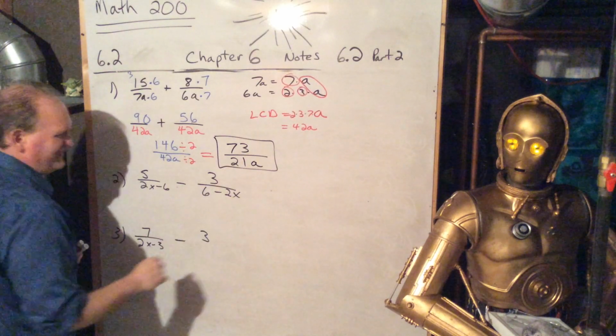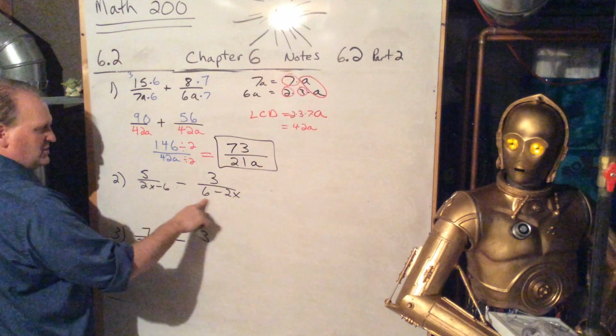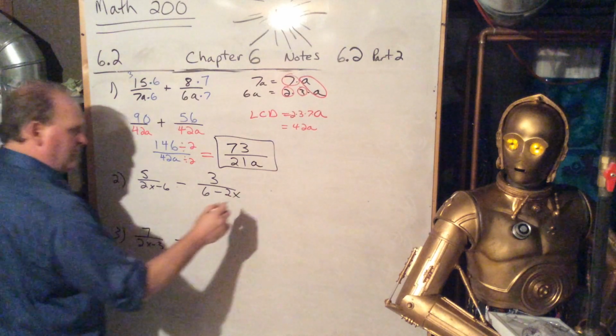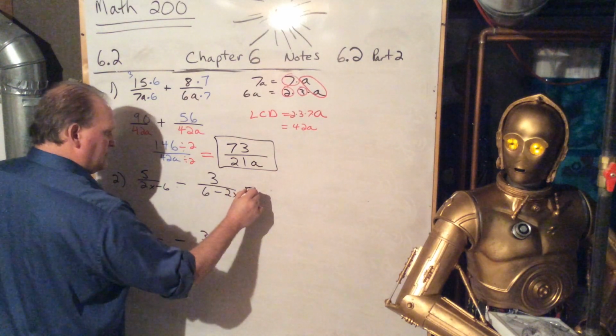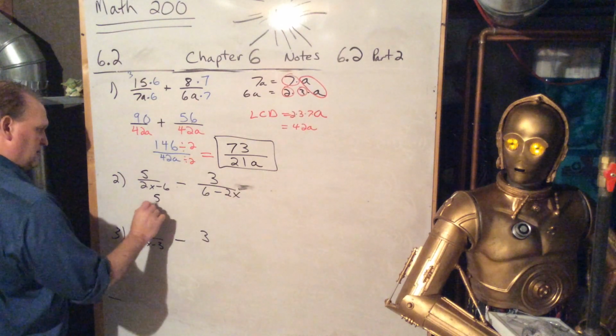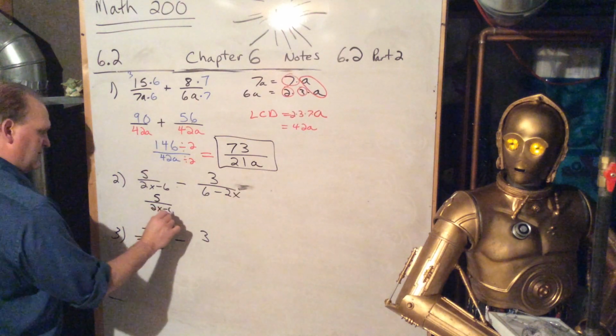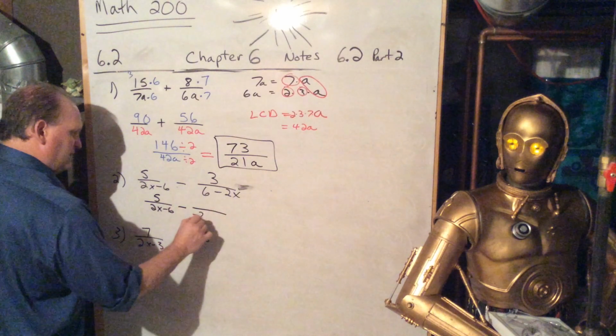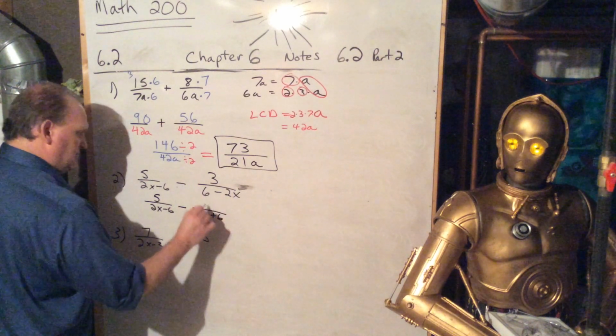Okay, this one, just again, you know they're up to shenanigans when they reverse it like that. So let's write it the other way around. So we have this as 5 over 2x minus 6. Leave the minus there, negative 2x plus 6 over 3.